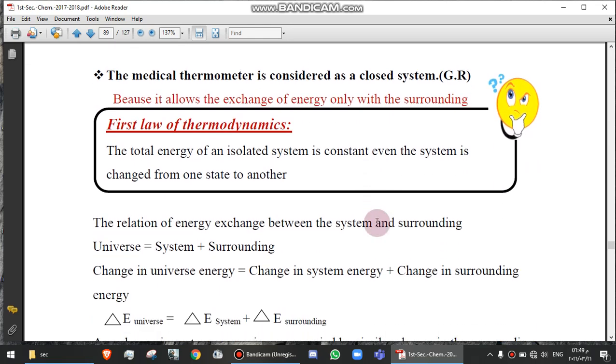Now, the first law of thermodynamics states that the total energy of an isolated system is constant if the system is changing from one state to another. How? If we have a chemical reaction that releases heat, the amount of heat released equals the amount of heat absorbed, but with a negative sign. Okay?